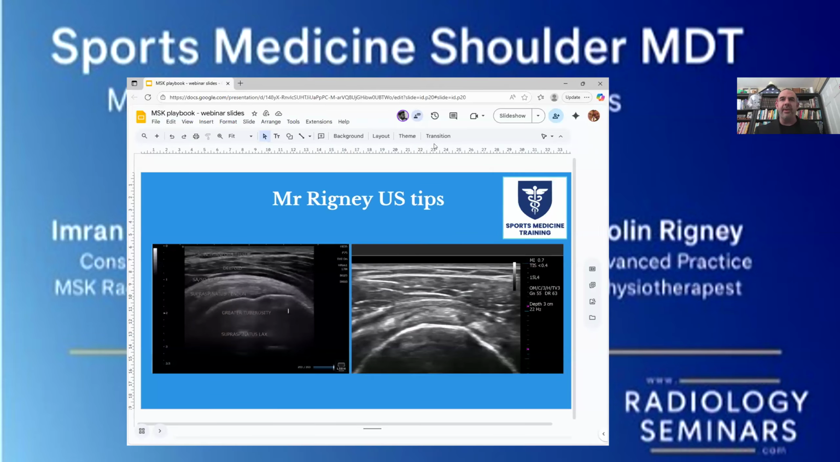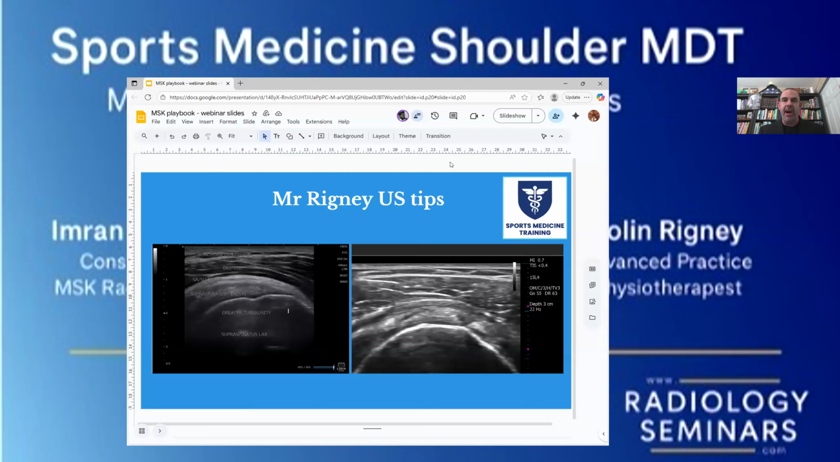So we're on slide 20. Before we talk about a whole lot of normal or abnormal, we want to know what normal is. It's beyond the scope of this talk to do a full deep dive, but let's just get a bird's eye view of what that is. The image on your left, you see a long axis image of the supraspinatus.